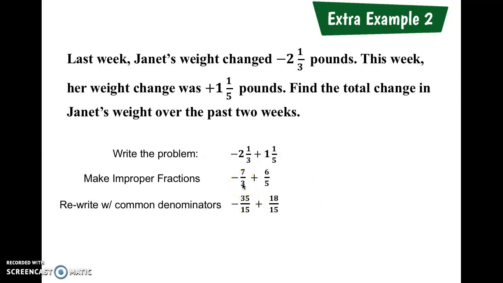3 times 5 is 15. 7 times 5 is 35. 5 times 3 is 15. 6 times 3 is 18.